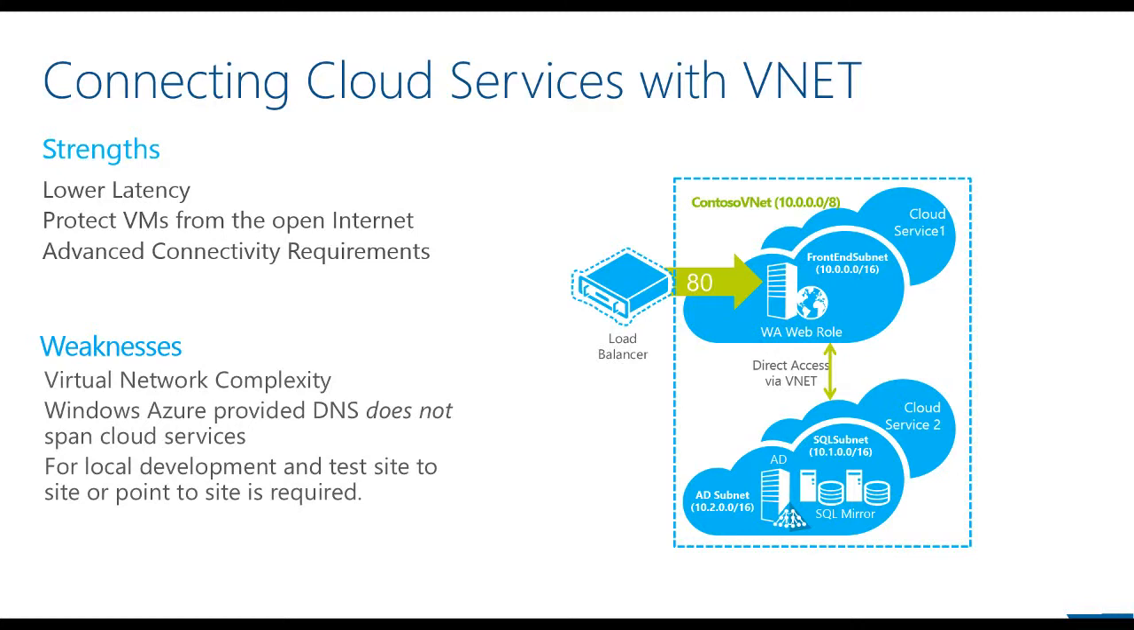Some of the weaknesses: virtual networks are slightly more complex to configure. Without deploying your own DNS server, the connection strings for your application will have to be based on the IP address of the virtual machine, because the Windows Azure DNS service does not span cloud services. The final point here is if you'd like to do local development and test against a virtual machine in a virtual network from a machine outside of the virtual network, you'd either have to open up a public endpoint, just as a previous scenario, or deploy point-to-site connectivity where you have a configuration from the client machine to the virtual machine, or site-to-site if you had a number of developers and testers that needed direct connectivity to the virtual machine.